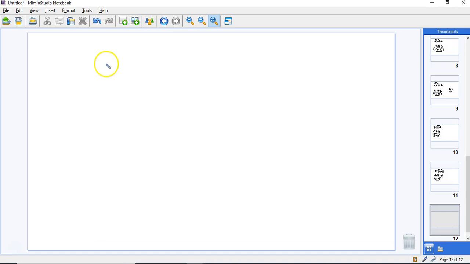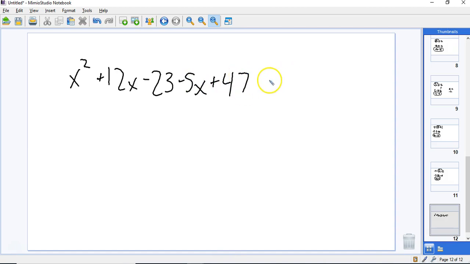More combining like terms. So we've got x squared plus 12x minus 23 minus 5x plus 47 plus 3x squared. So I would suggest you split up your terms so you can really see them.